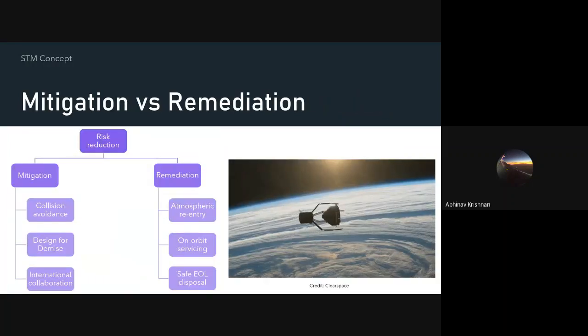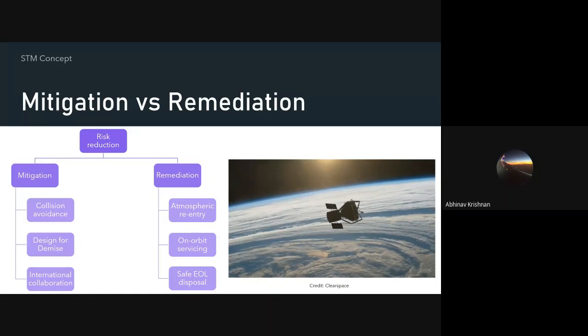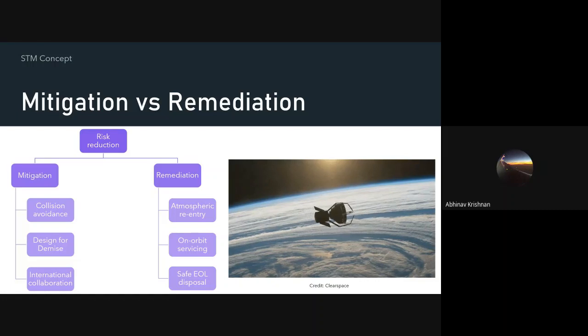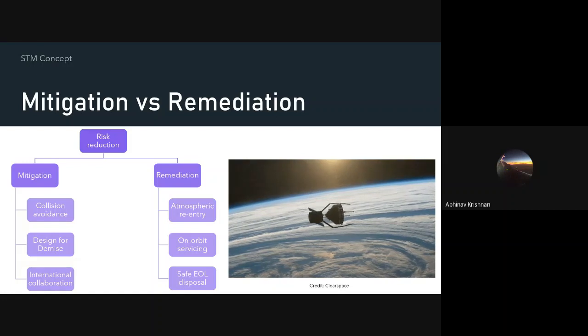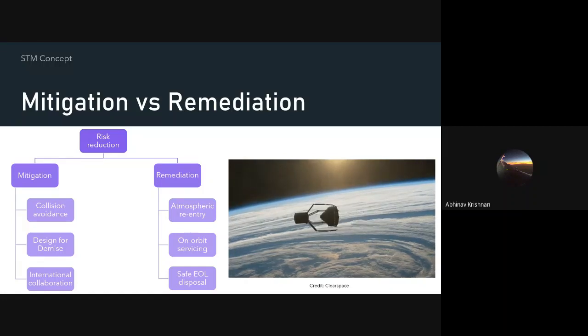Now, mitigation versus remediation. I should explain why this is important, because going forward you would see a lot more concepts of risk mitigation being spoken about in this lecture, and a little less about remediation, because that deals more with orbital rendezvous and deorbiting. That's a different part of astrodynamics. Within mitigation, there is collision avoidance, design for demise, and international collaboration. Within remediation, there is atmospheric re-entry, on-orbit servicing, and safe end-of-life disposal.